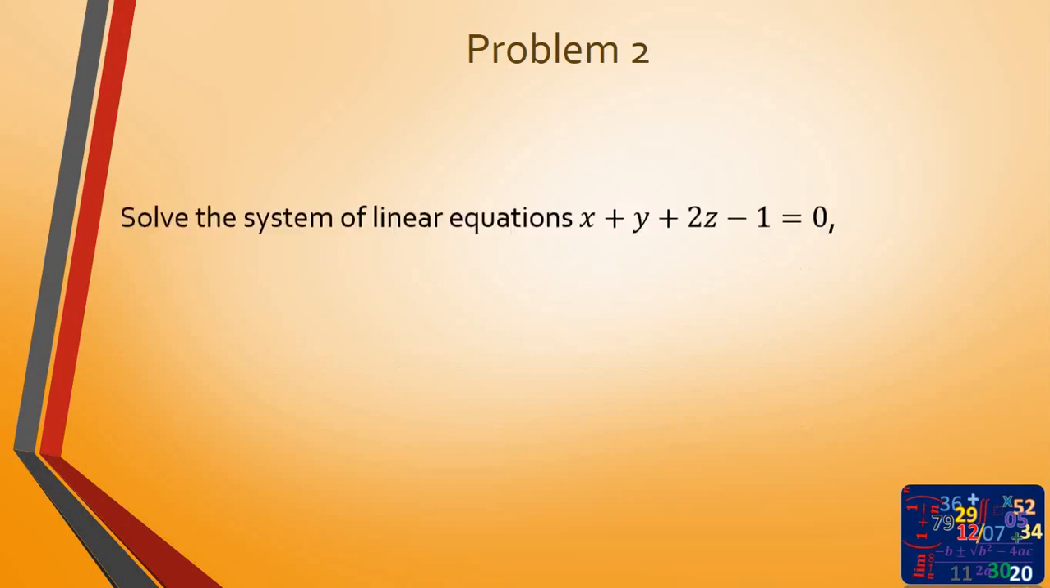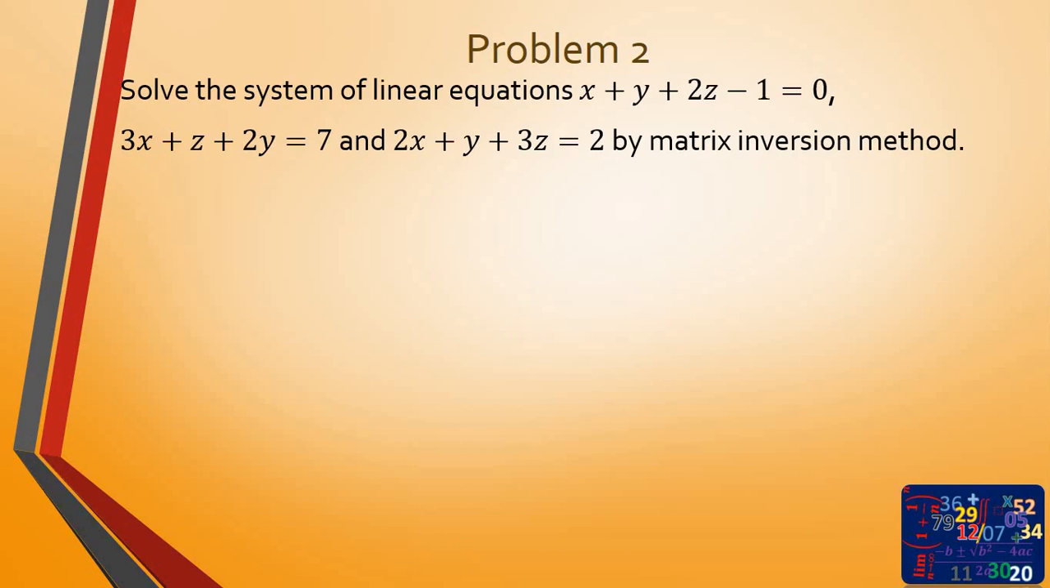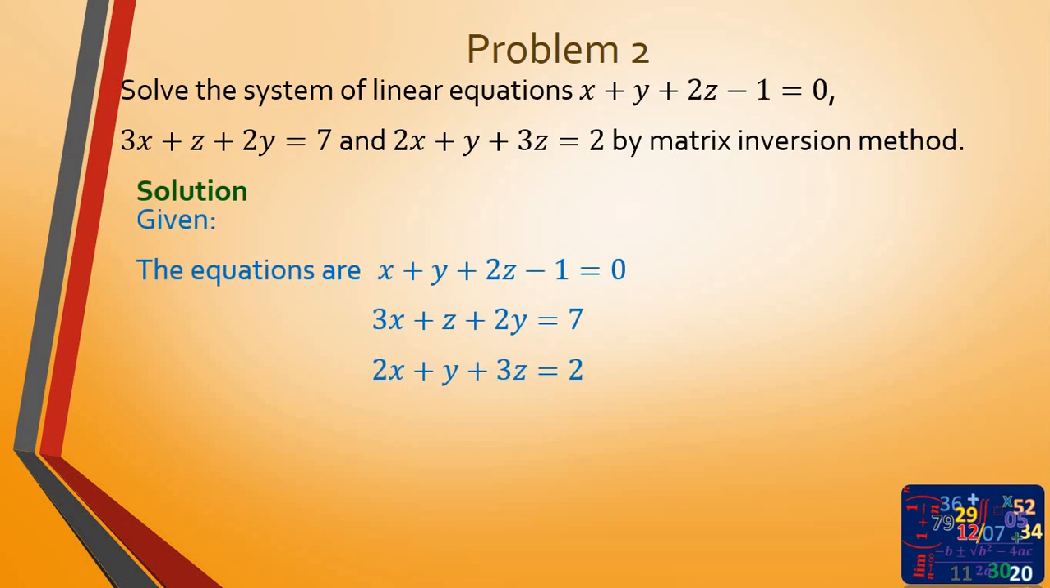One more problem we will solve. Solve the system of linear equations 1, 2 and 3. 3 equations are given by matrix inversion method. So here 3 equations, 3 unknowns. So the coefficient matrix will be of 3 cross 3 dimension. So first write the given equations, give the names.